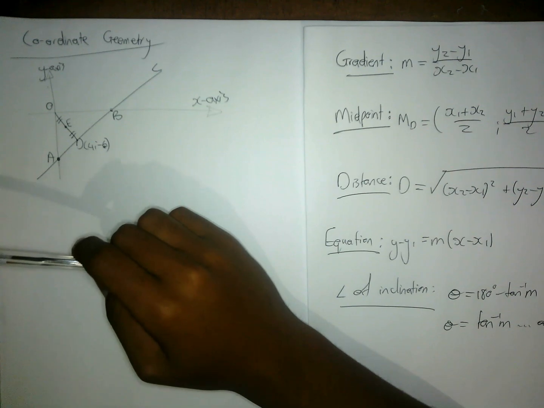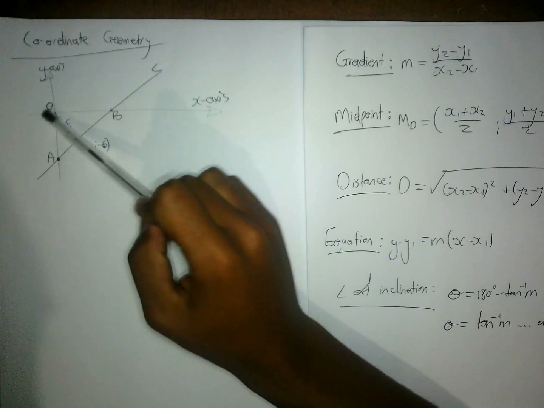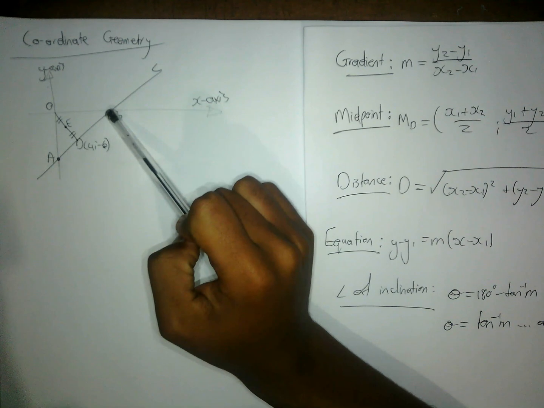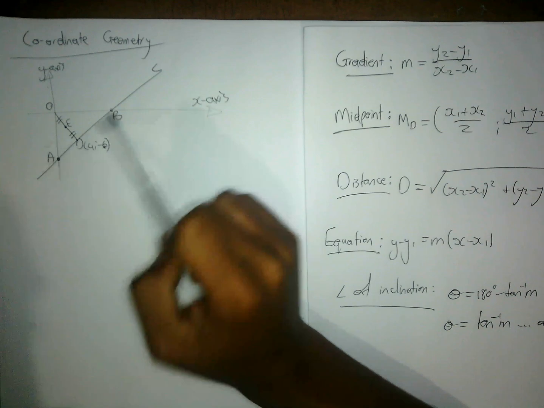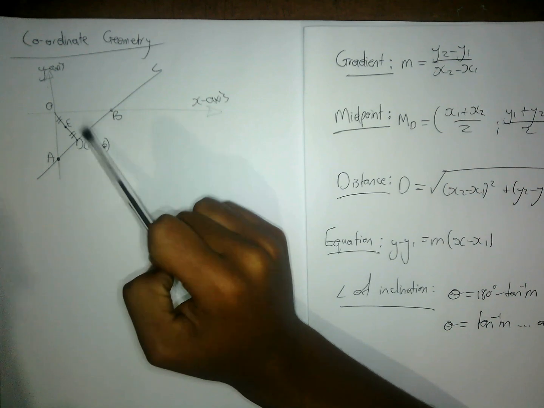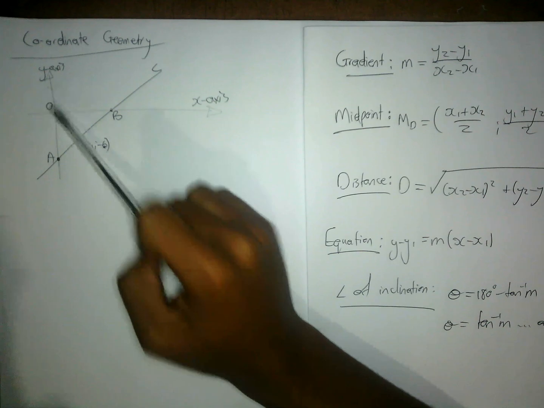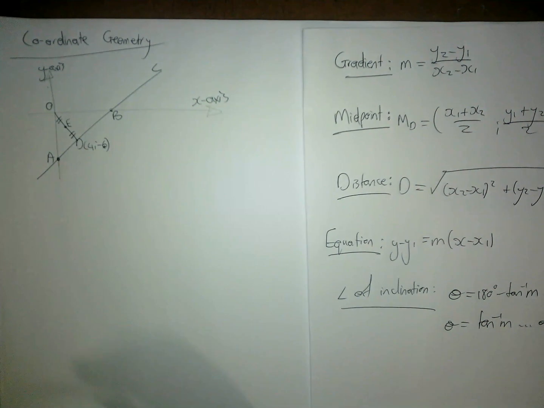Okay, so line OD is perpendicular to line AB and cuts AB at point D. E is the midpoint of OD. So we are given some information already.